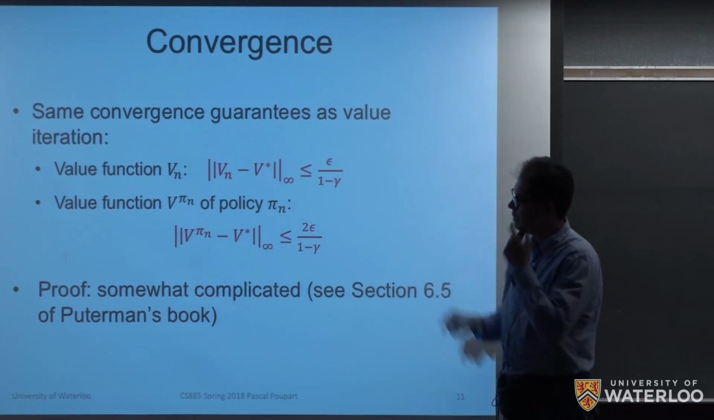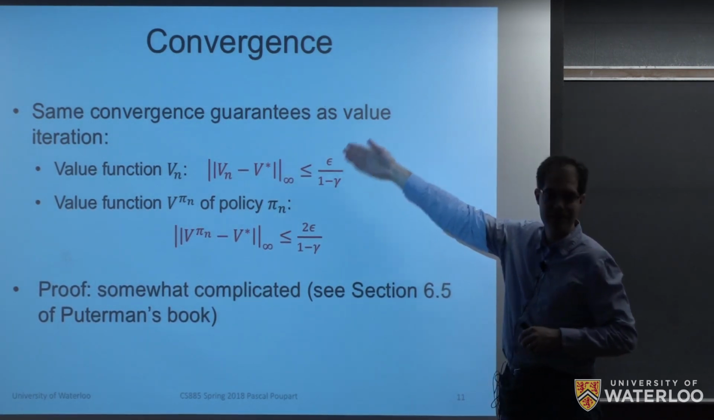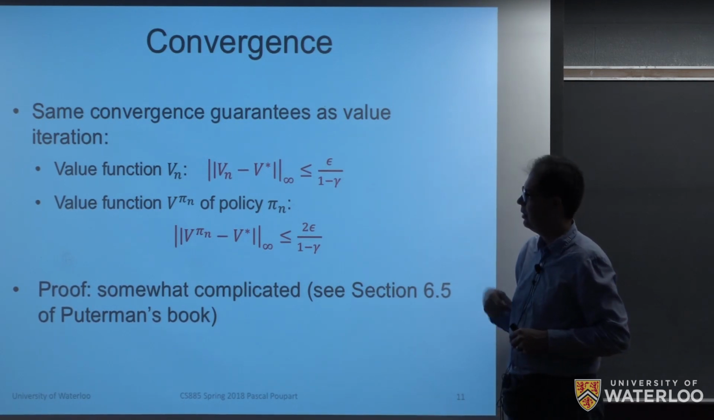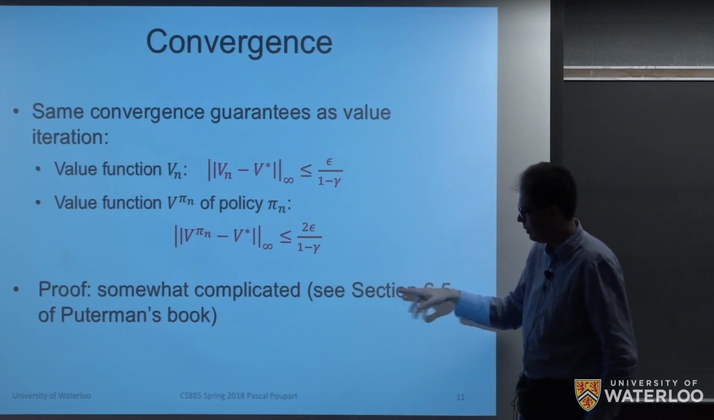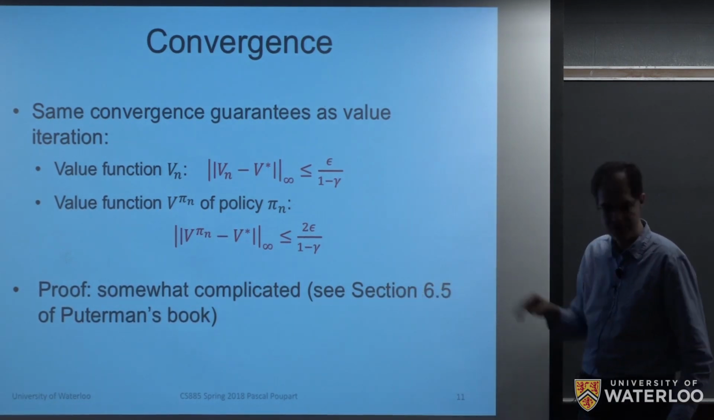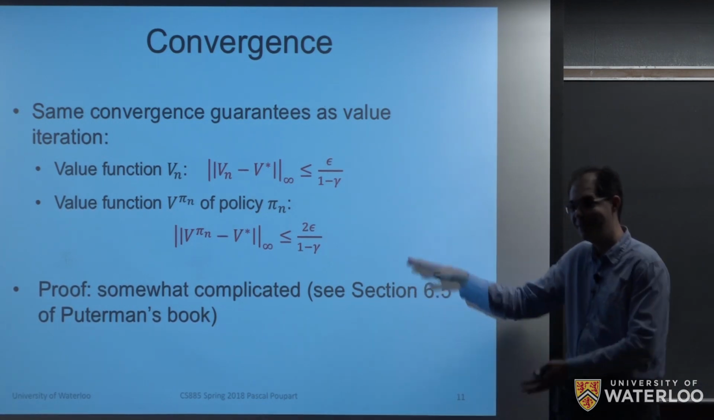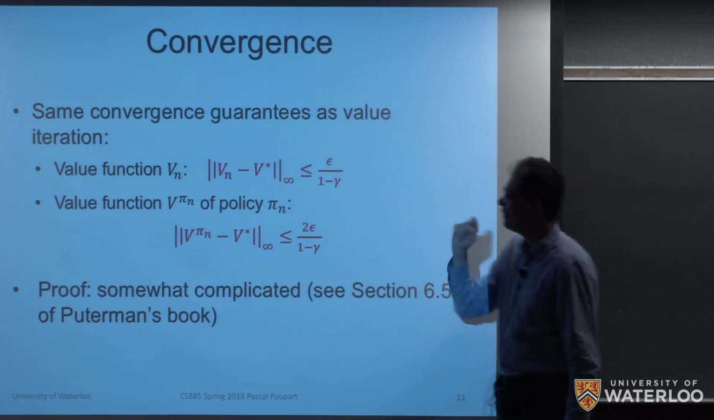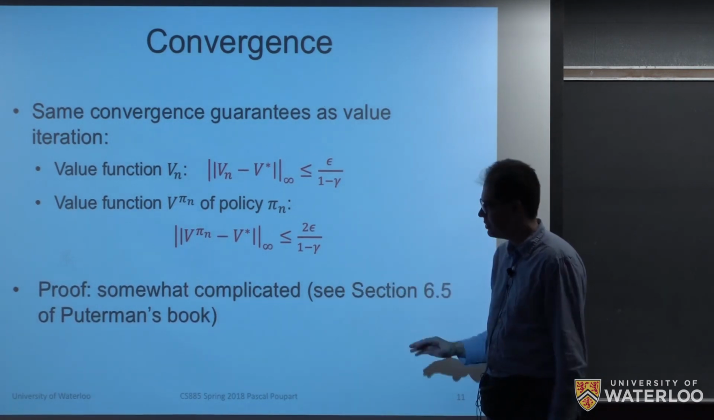Now in terms of convergence, it turns out that we have the same convergence guarantees as value iteration. I'm not going to go through the proof. If you want, you can check it out in Puterman's book, section 6.5. It's actually a little more complex than one slide, but it works in a very similar way as the proofs that we saw before.